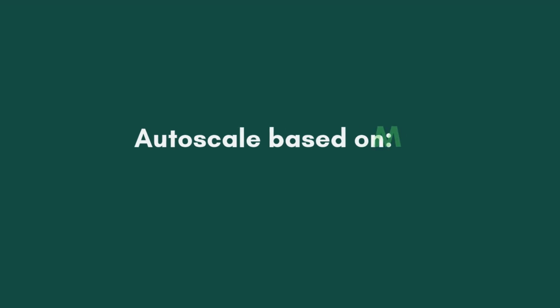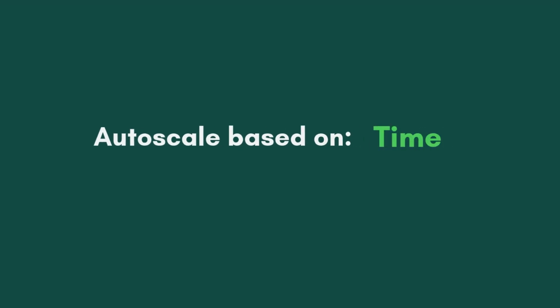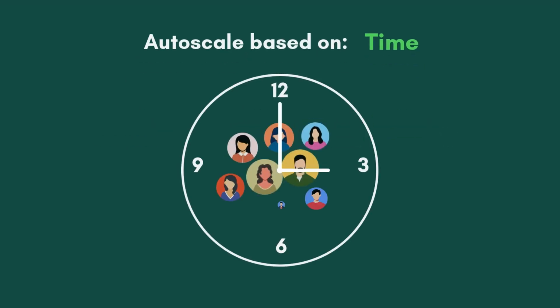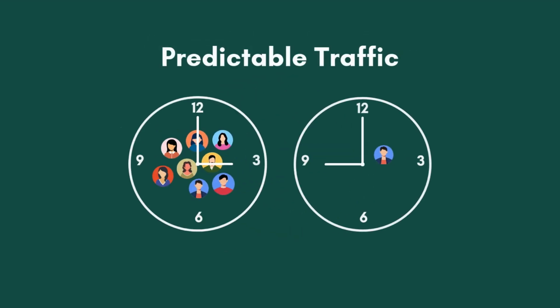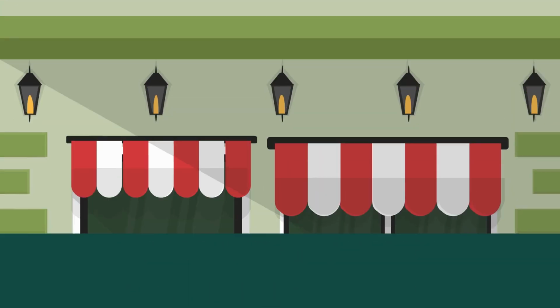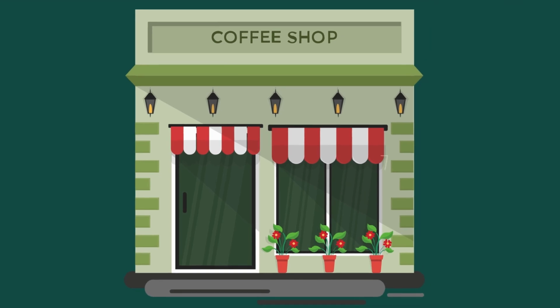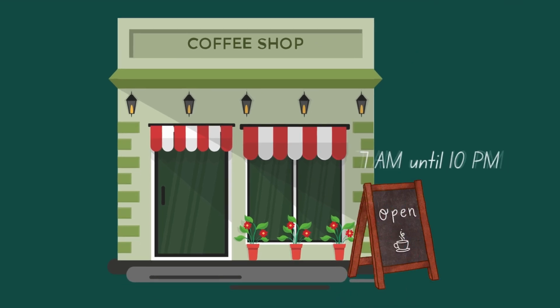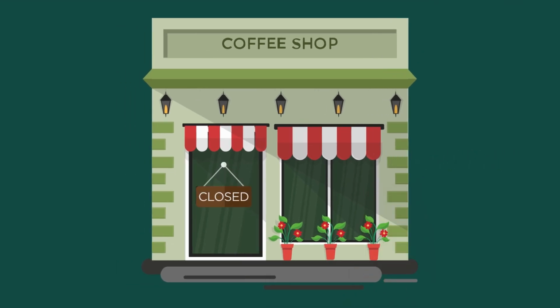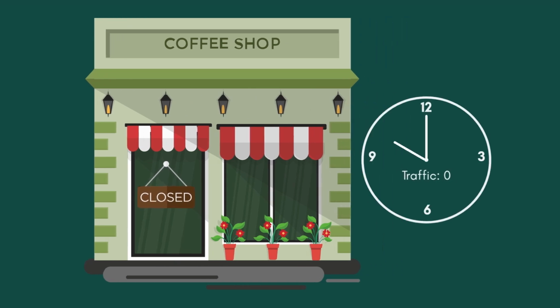Now, auto-scaling doesn't always have to react to metrics. Sometimes, traffic patterns are completely predictable, and this is where scheduled scaling helps. Imagine you're building a restaurant ordering system. The restaurant only operates from 7 a.m. till 10 p.m. After 10 p.m., hardly anyone uses the system.